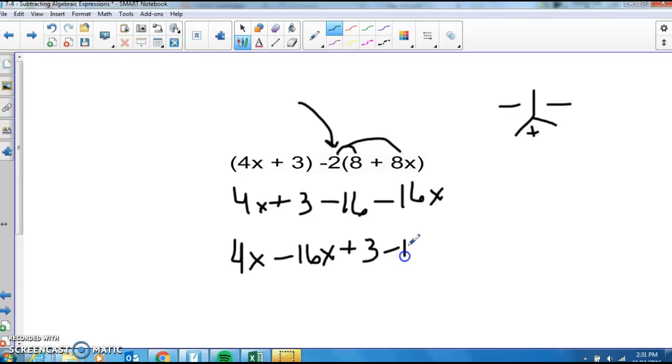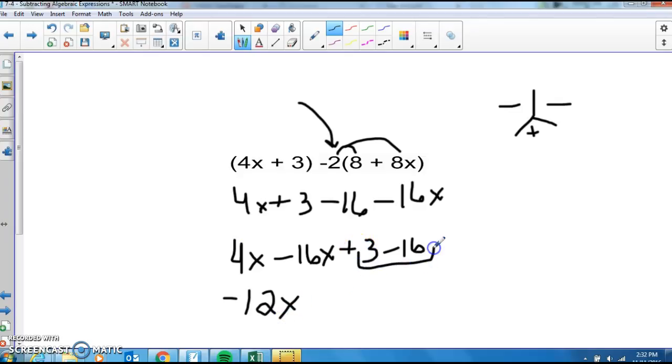minus 16. And again, when we're combining our like terms with adding and subtracting, we have to follow the rules for positive and negative numbers. So a positive 4x and a minus 16x, those are different signs. So the rule says we're going to subtract. So subtract 16 minus 4, it gives you 12. Take the sign of the bigger number. 16 has a greater absolute value than 4. So I take the sign of the 16, so that gives me negative 12x.